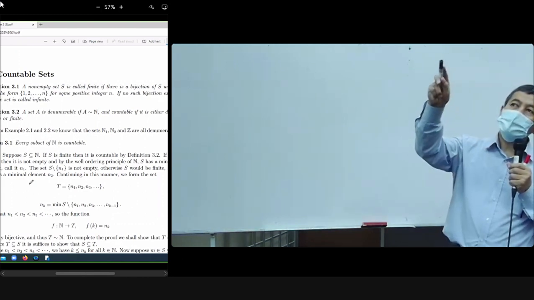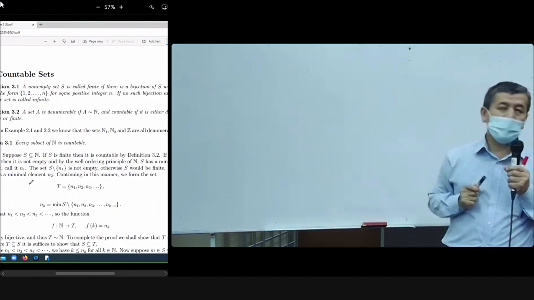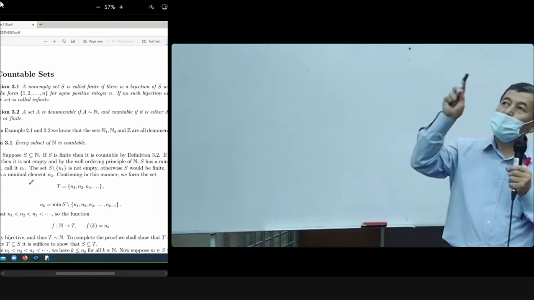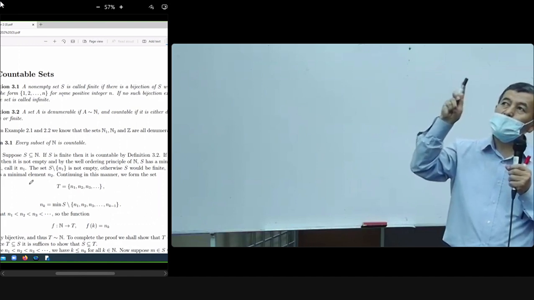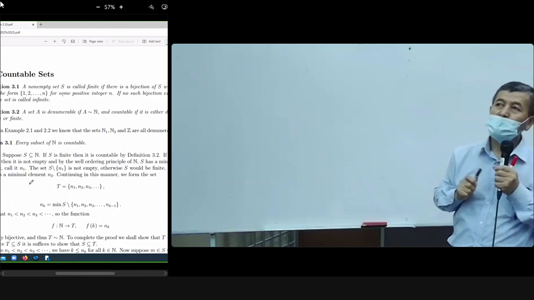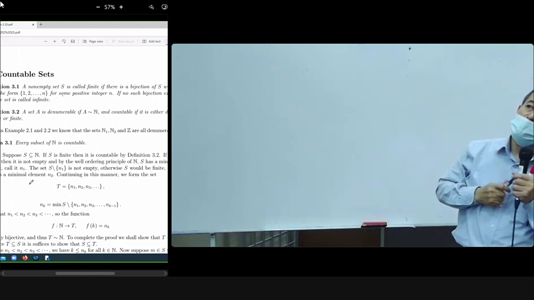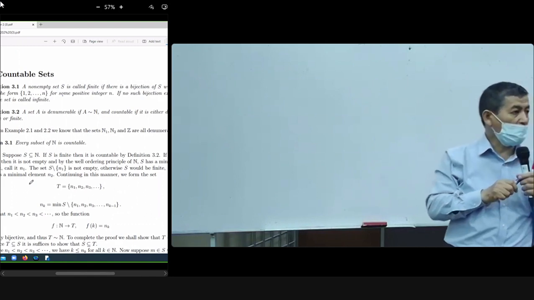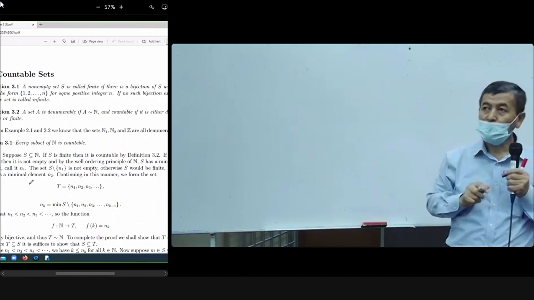A set S is denumerable if S is equivalent to N. A set is called countable if it is either denumerable or finite. Using this definition, now we will prove the following: that every subset of N is countable.